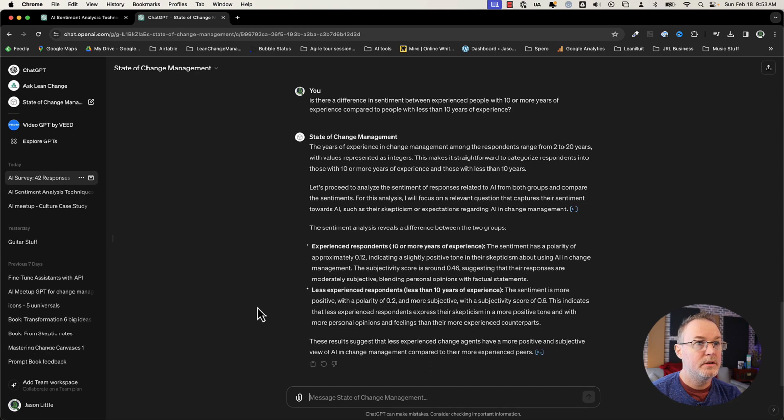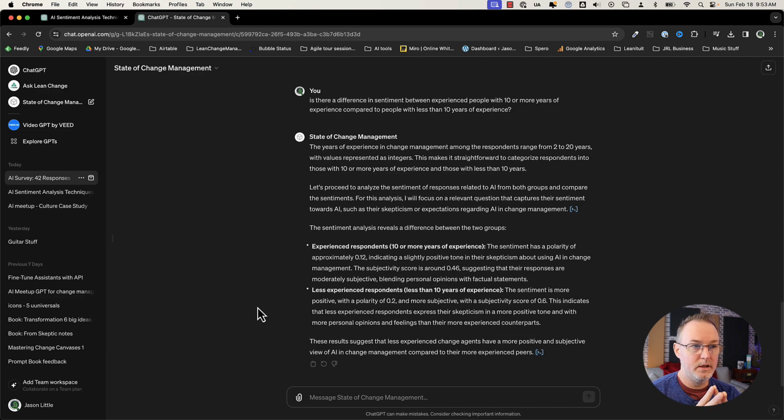So for experienced respondents, 10 or more, the sentiment has a polarity of 0.12, indicating a slightly positive tone in their skepticism. The subjectivity score is around 0.46. And for less experienced change agents, the sentiment is more positive with a polarity of 0.2 and more subjective with a subjectivity score of 0.6.